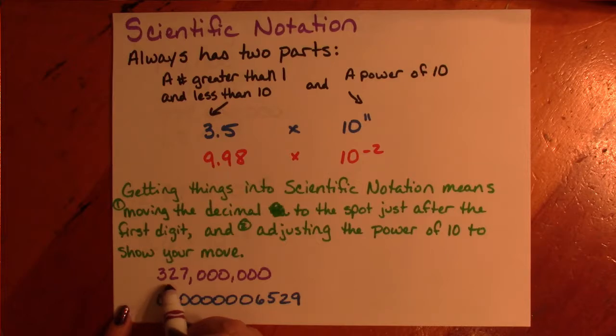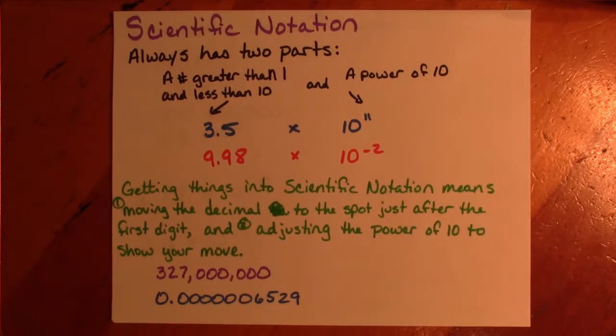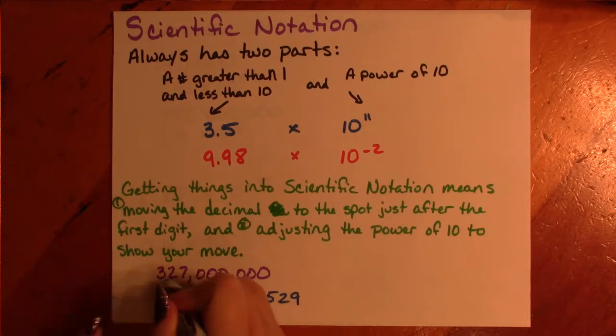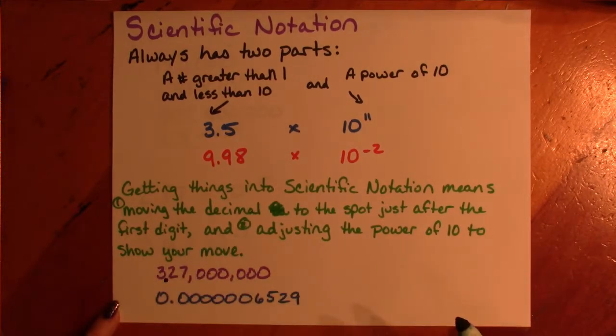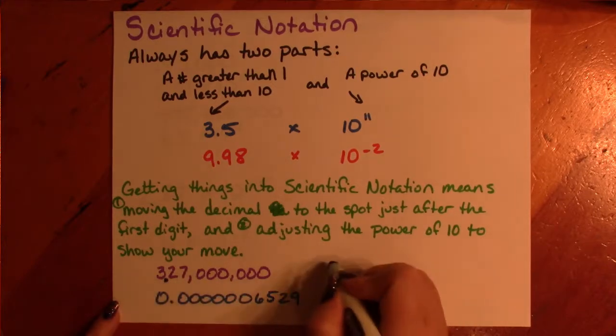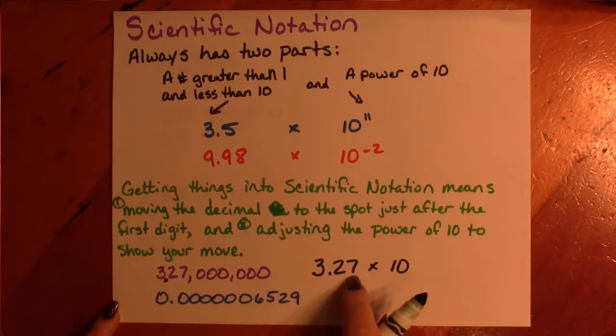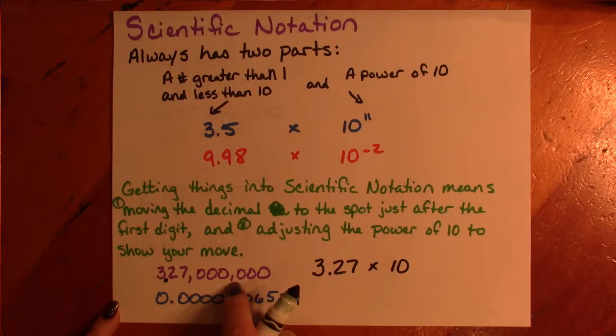First, we have 327 million. Now, for scientific notation, I want my decimal to be right there. So I moved it 3, 6, 7, 8 spots. So this is going to be 3.27 times 10. Now this is a small number, and I want to make a big number, so I'm going to multiply it by 10 to the 8th.